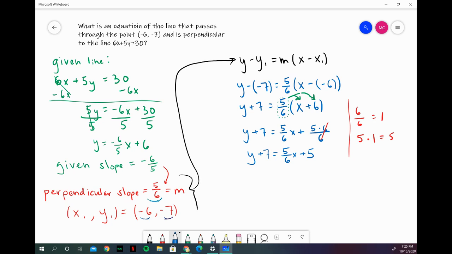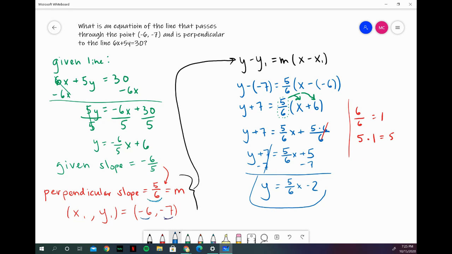Now all I need to do is get y by itself by subtracting 7 from both sides. 7 minus 7 is 0. Now I have y by itself, and it is equal to 5/6 x. And then positive 5 minus 7 would put me in the negatives at -2.